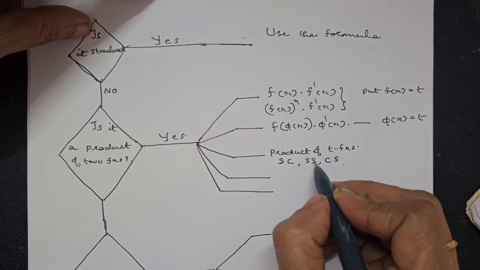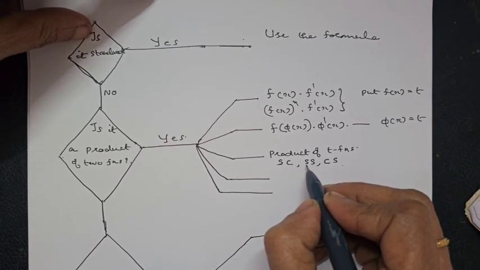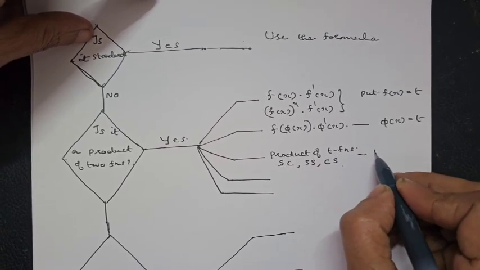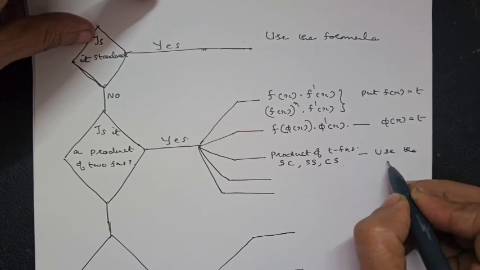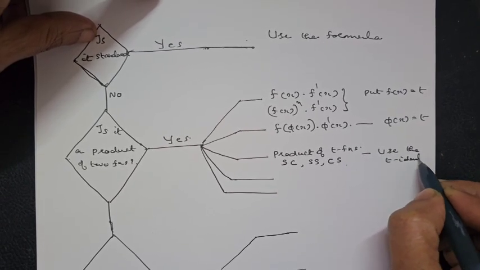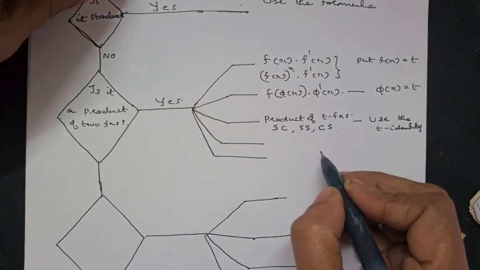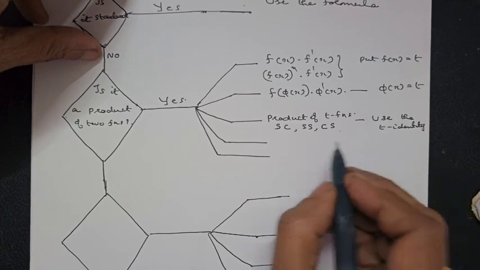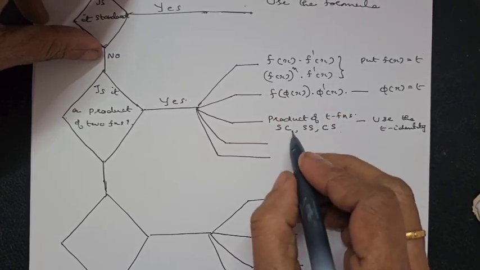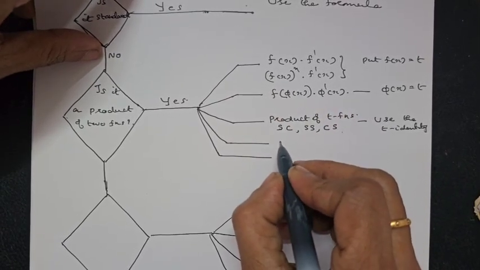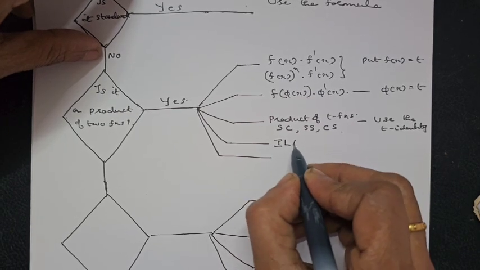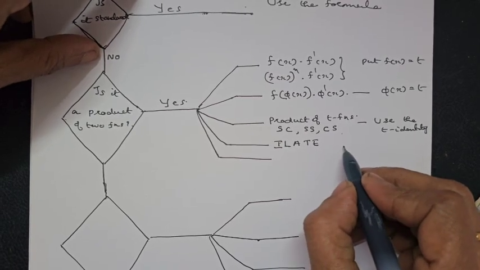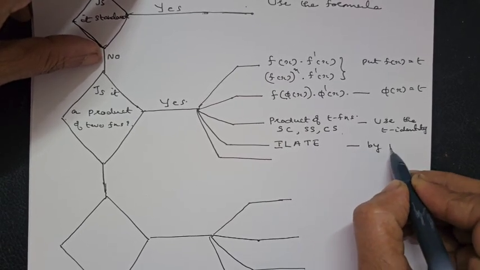We have formulas: 2 sin A cos B, 2 sin A sin B, or 2 cos A sin B. So use that trigonometric identity to convert it into the sum or difference of two trigonometric functions. Then if it is not any one of these, you check whether it is a product of two functions in which you can use the by parts formula.